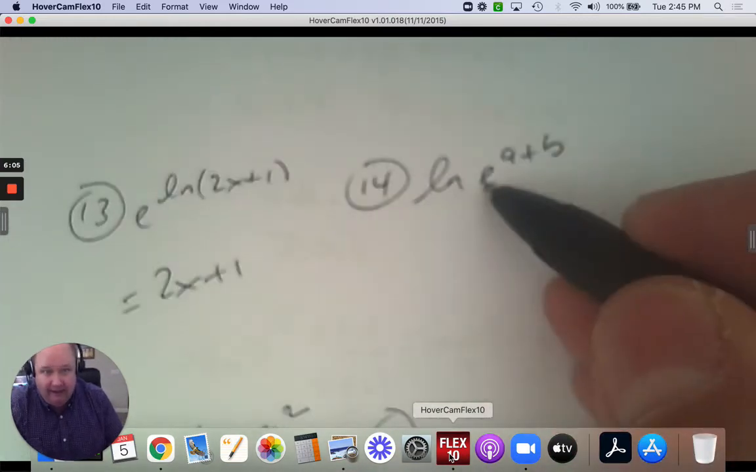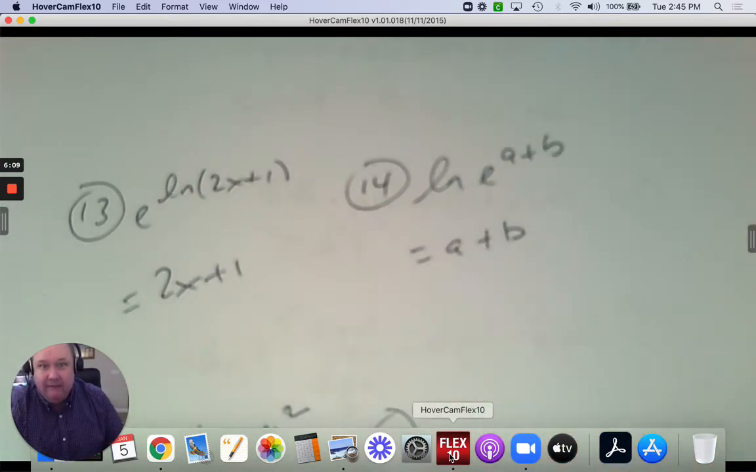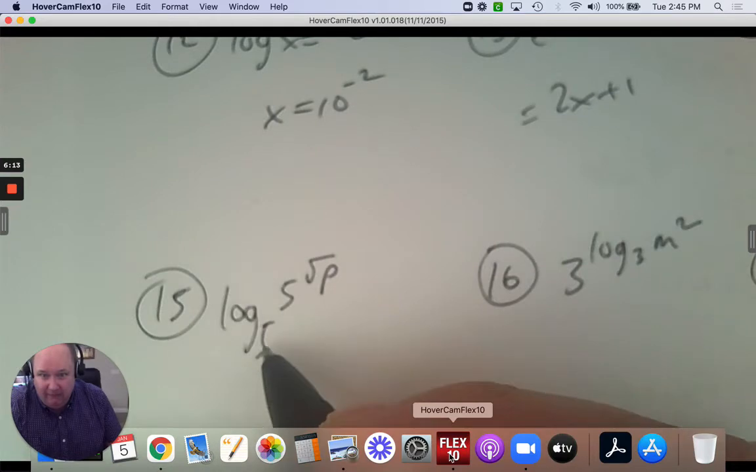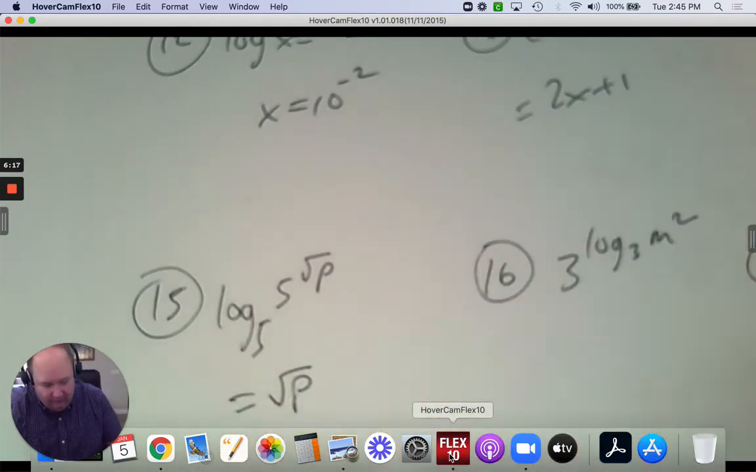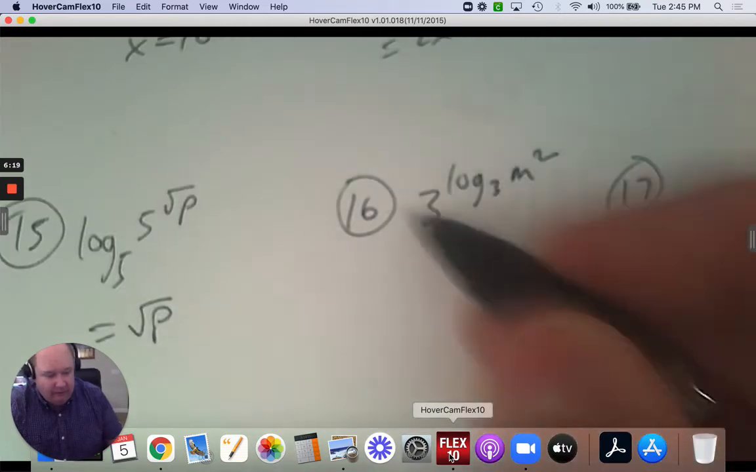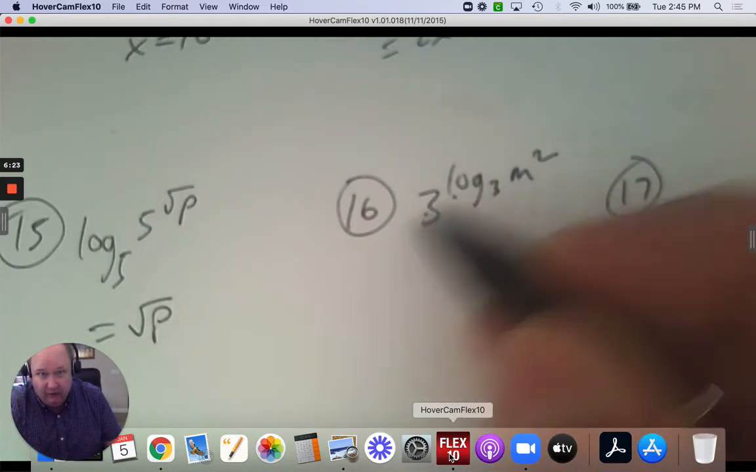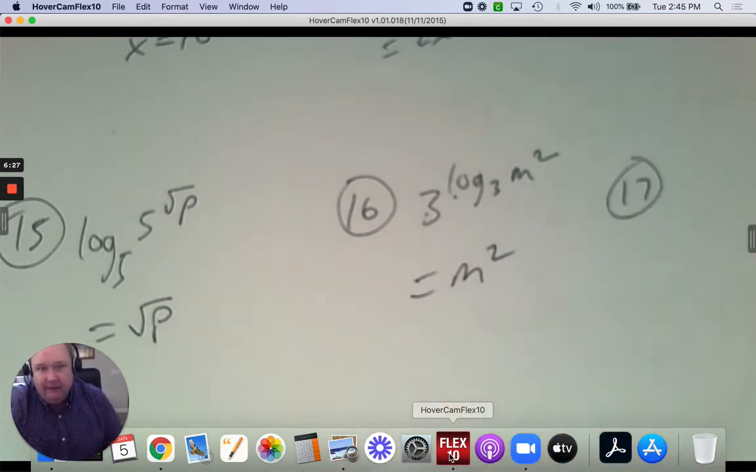Again, ln and e undo each other, and the answer is just a plus b. Know your properties. Number 15, notice we have a base and 5. They undo each other, and this answer is just root p. Here, same thing. 3 and the base of the logarithm is 3. The exponential and the logarithm undo each other, and the answer is just m squared. They cross each other out.